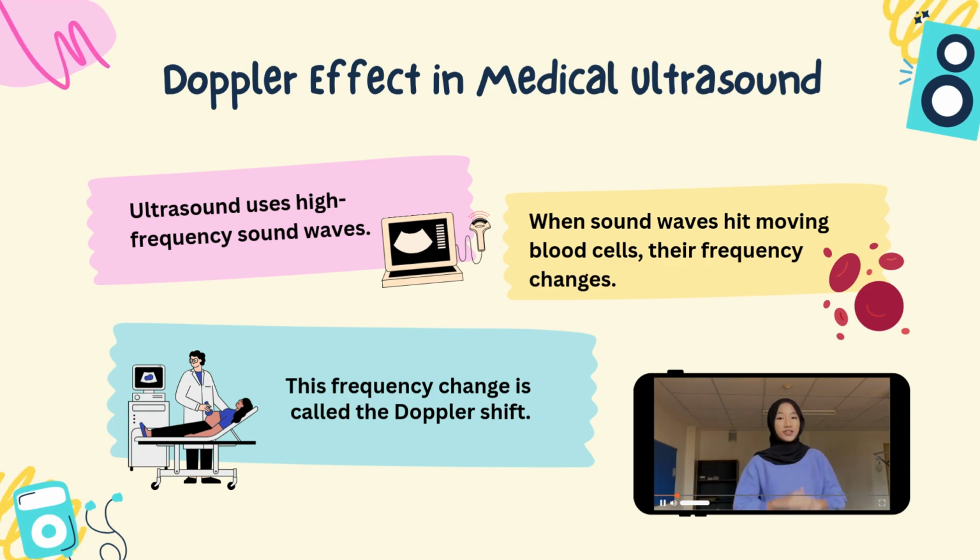In medical ultrasound, the Doppler effect is used to study blood flow in the body. Ultrasound machines emit high-frequency sound waves into the body. When these sound waves hit moving blood cells, the reflected waves return with a different frequency. This change in frequency is known as Doppler shift.